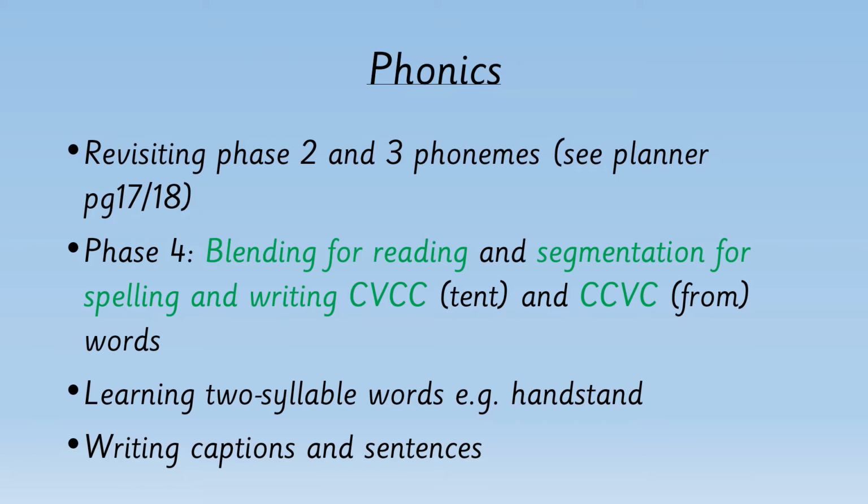The children will also have an individual whiteboard, pen and rubber so that they can write words and hold them up to show us. After phase 3 we'll enter phase 4, which looks at blending for reading and segmentation for spelling and writing CVC words, consonant, vowel, consonant, like tent, and CCVC words, consonant, consonant, vowel, consonant, like from. They'll also learn how to read and spell two-syllable words like handstand, and writing captions and sentences.